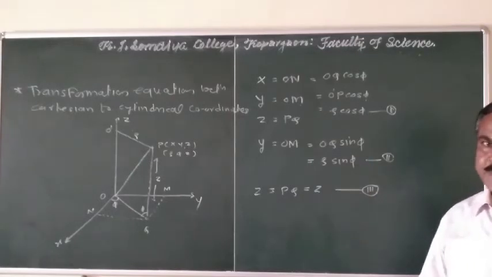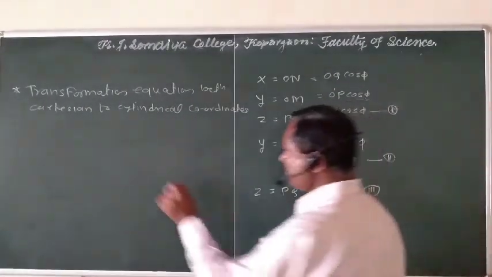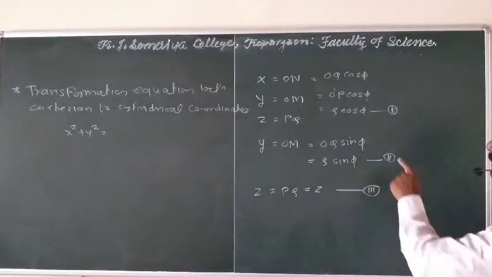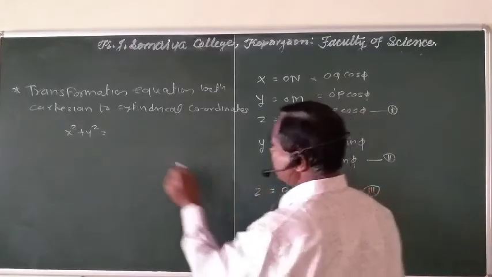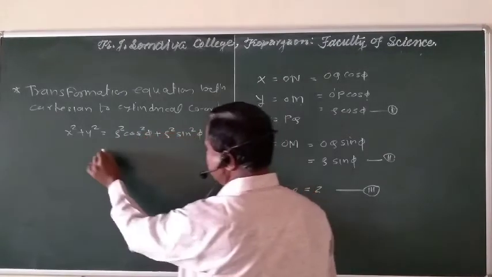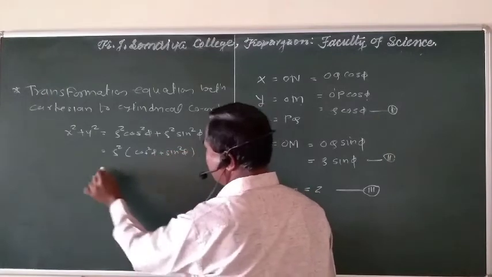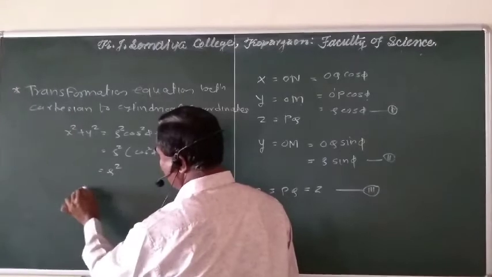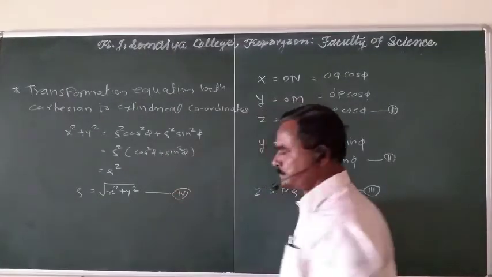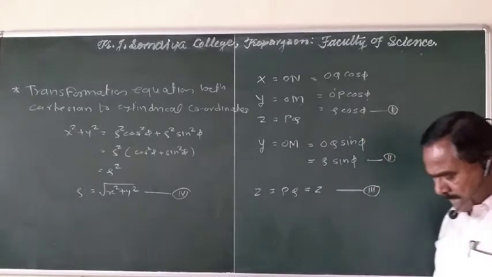Then we take reverse transformation. So for that, right, here x square plus y square equal to, we substitute the value of x and y with square. So this is rho square cos square phi plus rho square sin square phi. So equal to rho square in bracket cos square phi plus sin square phi equal to rho square. Therefore write rho equal to root x square plus y square. Again we have this equation 4. Okay, so this is the cylindrical coordinate rho in terms of Cartesian coordinate, right?